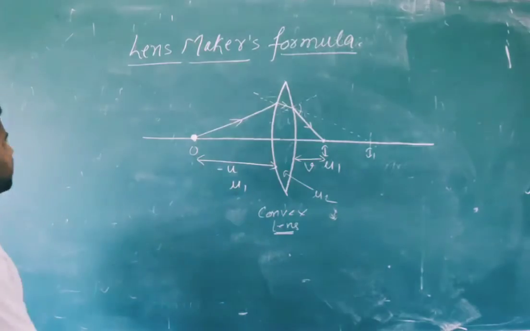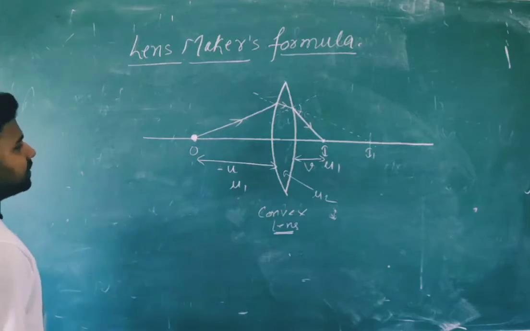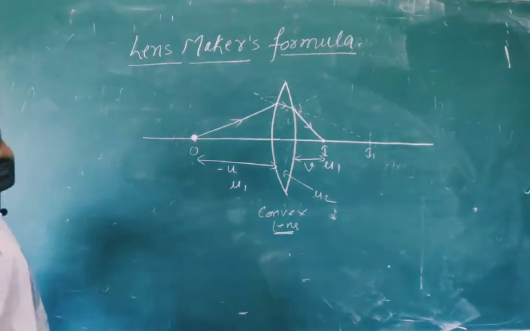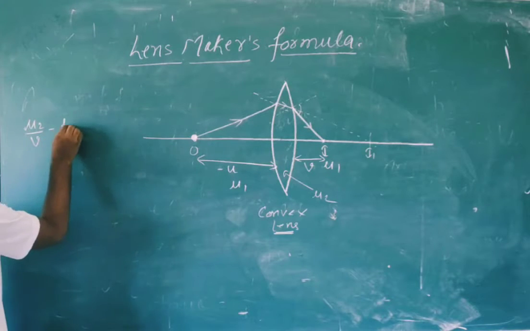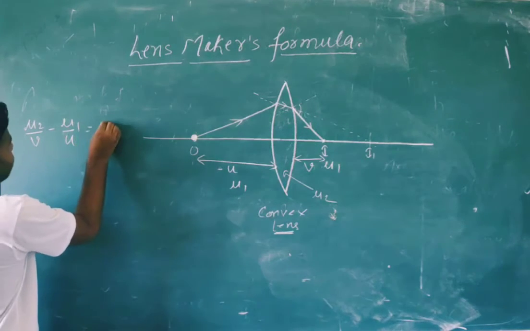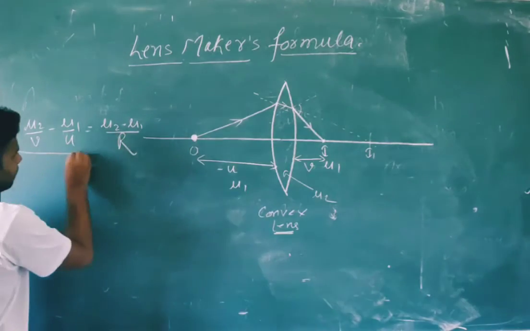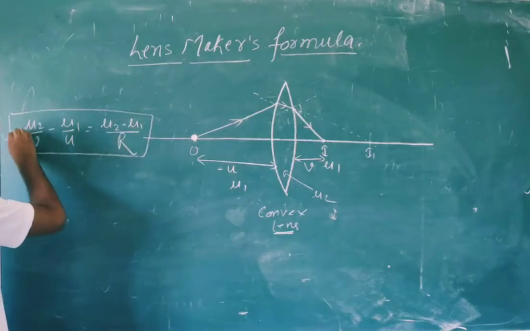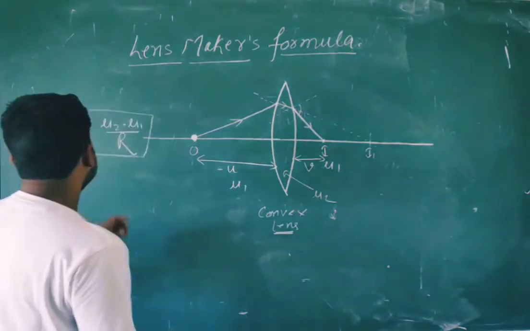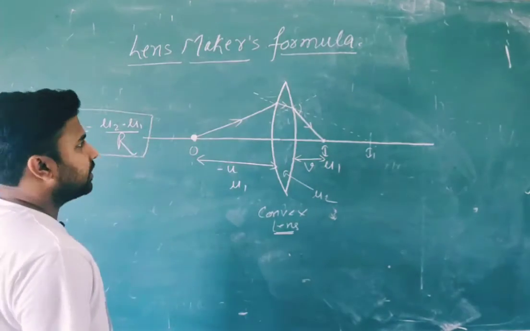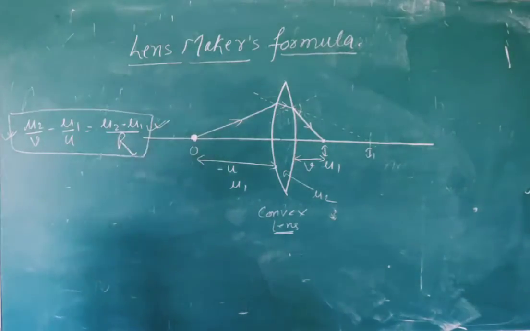Now we know the formula of refraction. If refraction is happening at a spherical surface, what is that formula? mu2 by v minus mu1 by u equals mu2 minus mu1 divided by R. I already discussed this formula, and the derivation of this formula is also uploaded on our channel. You can watch it from there. This is an important formula. Now we'll use this formula for deriving the lens maker formula.